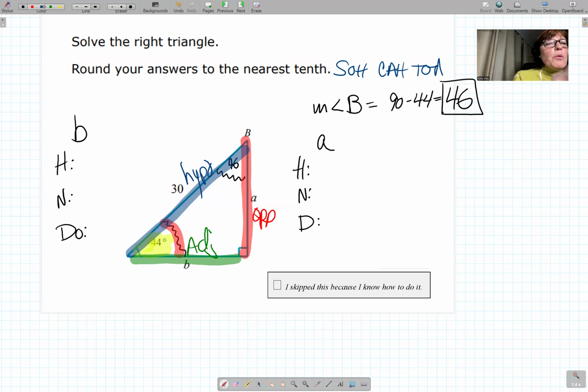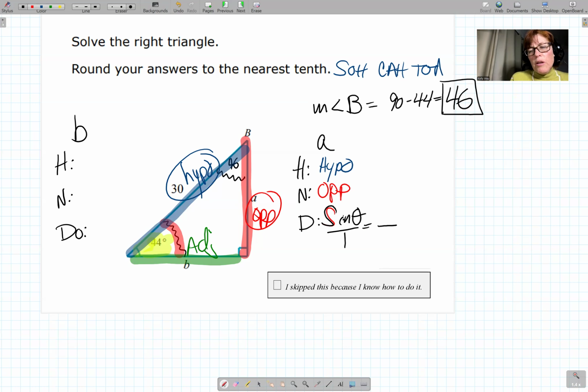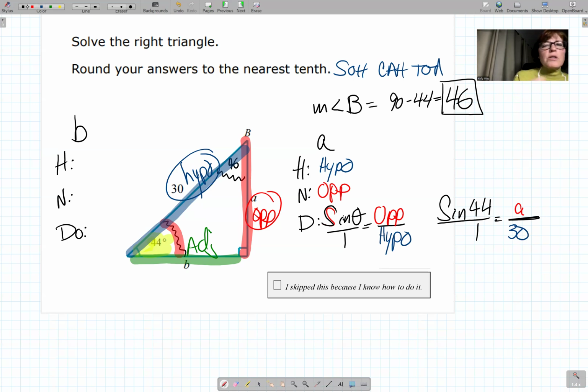For A, we have the hypo. We need the opposite. So we're going to do sine of theta over 1 equals opposite over hypo, which is sine of 44 degrees over 1 equals our opposite, which is the letter A, over the hypo, which is 30. Don't touch the calculator until your variable's by itself.